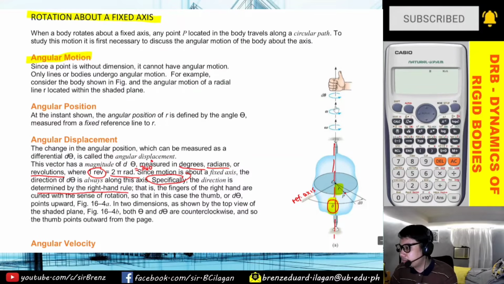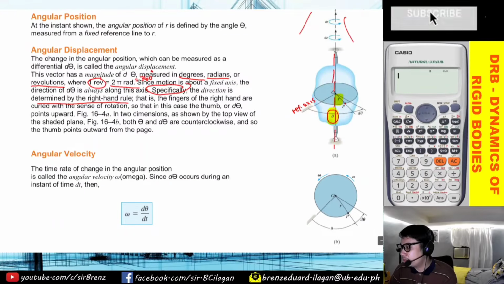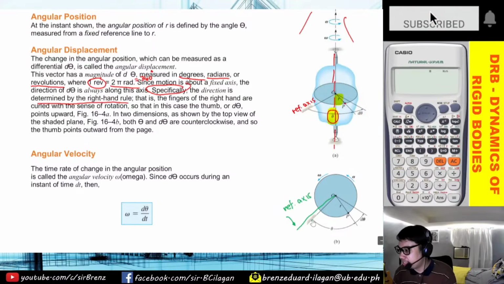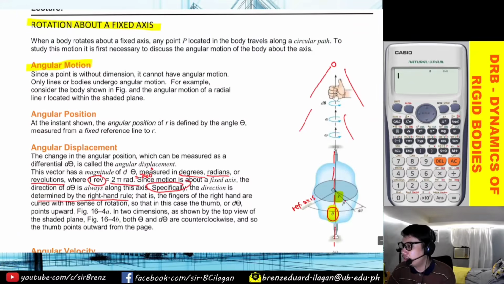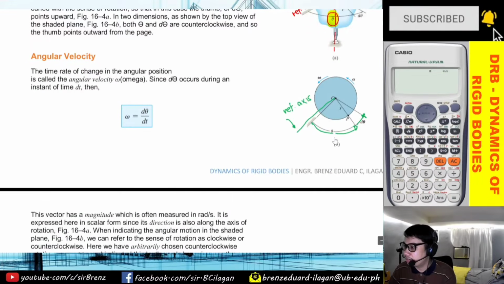So if you look at it from this point of view, this is the figure you will form, coming from a reference line or reference axis or reference point. Isn't this our reference axis? So theta and d theta are counterclockwise. So why did it become counterclockwise? Again, by the right hand rule. Your thumb points upward and the direction of your 4 fingers is counterclockwise.